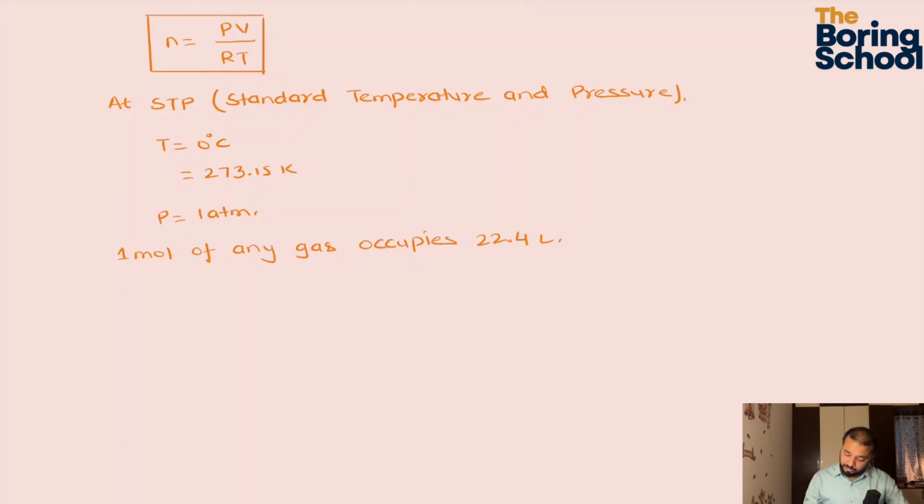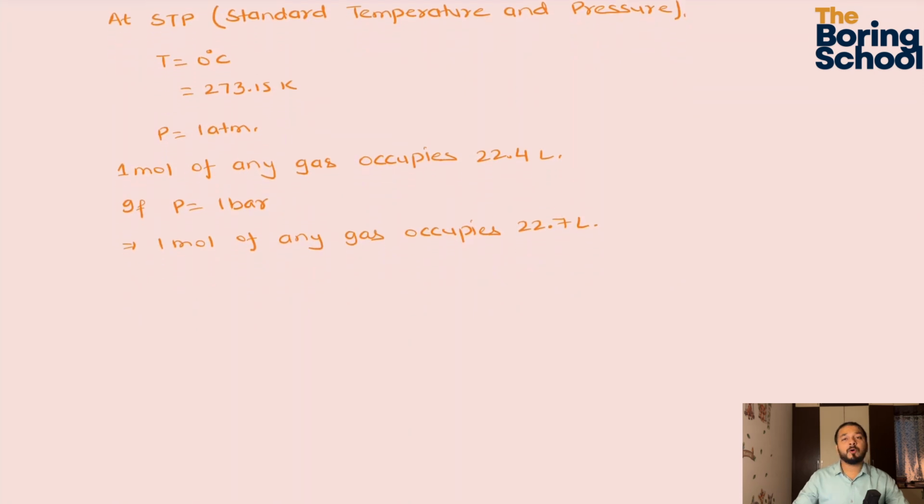Now, if I change the pressure to 1 bar, then we can write that 1 mole of any gas occupies 22.7 liter. Generally we take 1 atm pressure and 273.15 Kelvin, and in that condition the volume will be 22.4 liter. If I'm taking pressure as 1 bar, then the volume of 1 mole of gas will be equal to 22.7 liters. So this is about the volume occupied by the gas at STP condition.